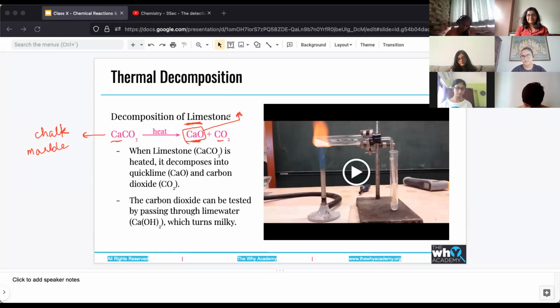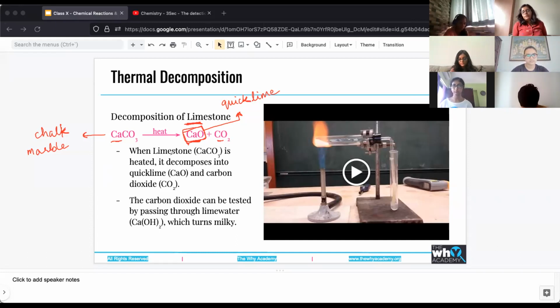Quicklime. Nice. Good job. Quicklime is correct. So calcium oxide, CaO, is quicklime. Okay, just note down the reaction. This is just putting it in words. Limestone is heated, it decomposes into, oh, it's given right here, quicklime and carbon dioxide.